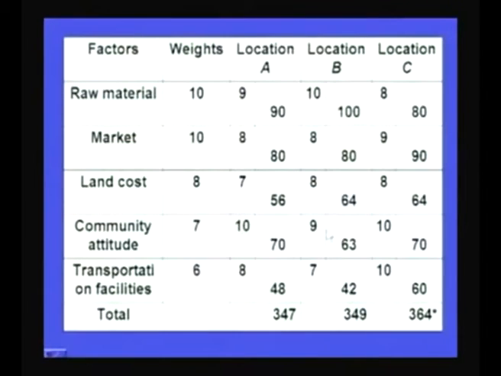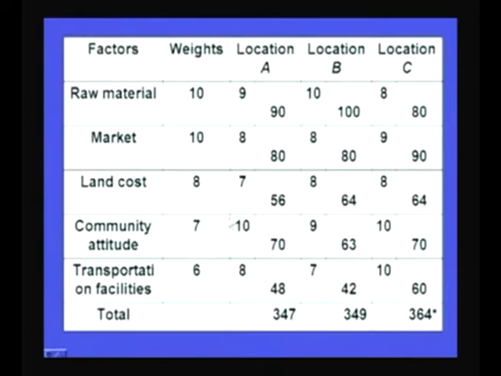Now, on your screen you can see we have tabulated the entire problem. We have also the solution, but by and by we will see how we have arrived at this particular solution. So, what are the factors? The factors are raw material, market, land cost, community attitude, transportation facilities. So, what are the weights assigned to these? Raw material has been given a weight of 10, market has been given a weight of 10, land cost 8 points, community attitude 7, transportation facilities 6.